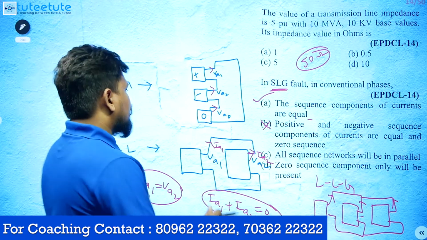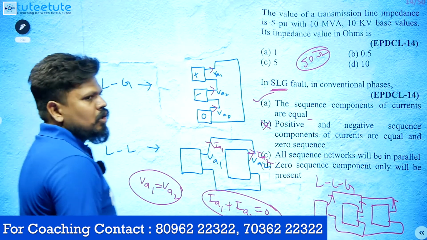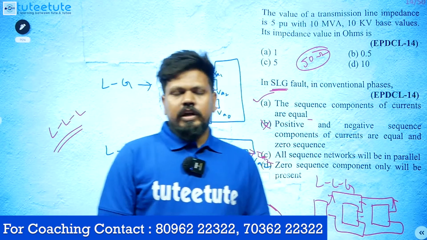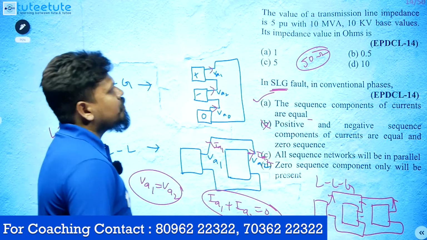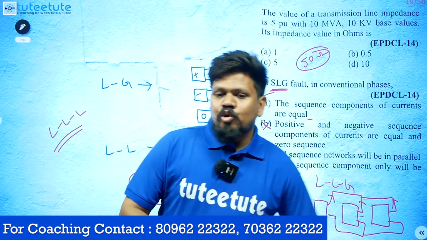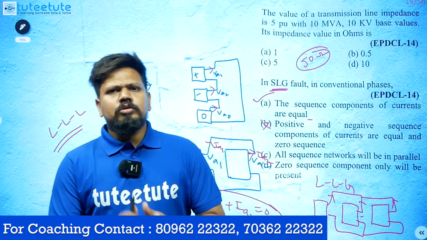Whenever a triple L fault or a triple LG fault occurs, only the positive sequence is present. Negative sequence and zero sequence are not present. Remember all these things, very important bits. Like this, there are so many other questions also. So follow us, and you will get many questions like this.